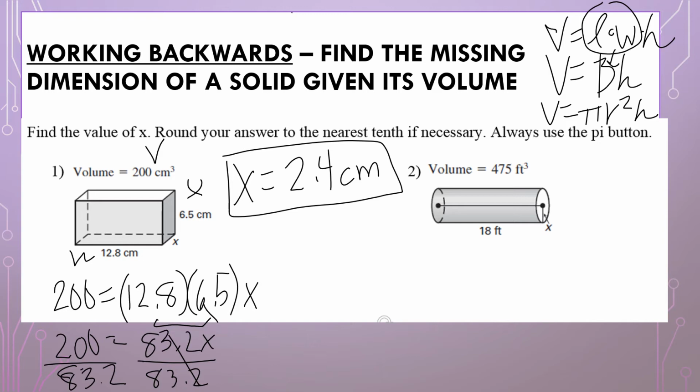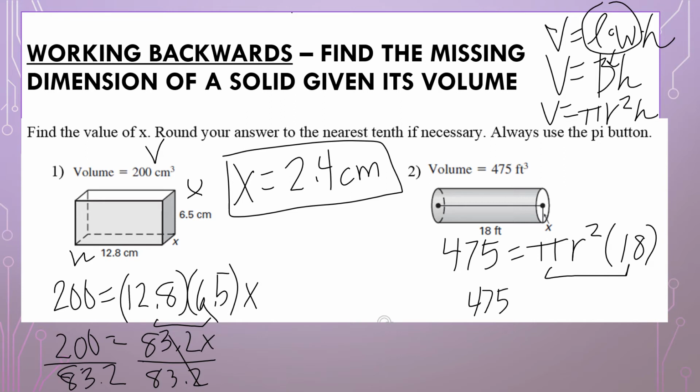Same thing with the cylinder, just plug it into your equation. So V equals pi r squared times h. Our volume is 475. We have our pi, we are looking for the r, and we know that our h is 18. So you can combine the 18 and the pi, and you would get, I didn't put this in my calculator, hold on. So you would have 475 equals 18 pi times r squared.